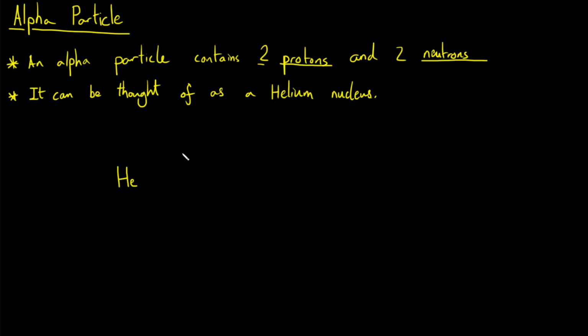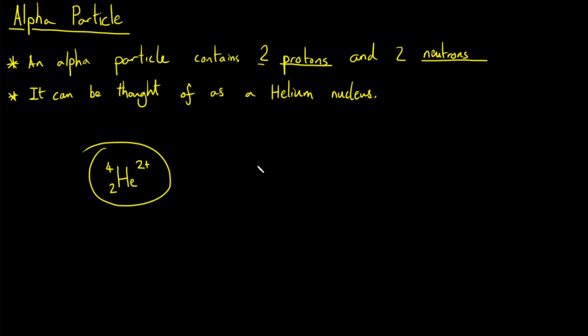It has 2 protons, so the atomic number for helium is 2. Since it has 2 protons and 2 neutrons, and 2 plus 2 is 4, its mass number is 4. We can also put a charge on this, 2 positive, because it's got 2 positive protons and no electrons to balance those positive charges out. So that's one way that we can write alpha particle radiation, and definitely one to remember.